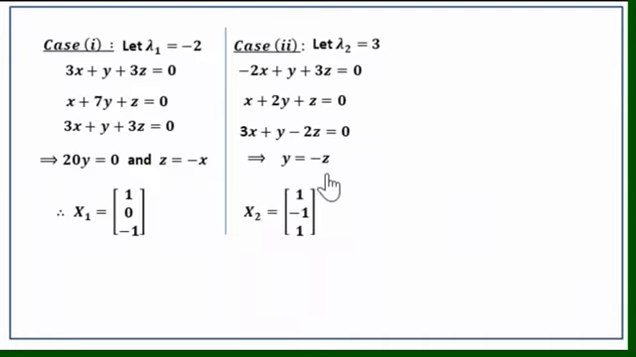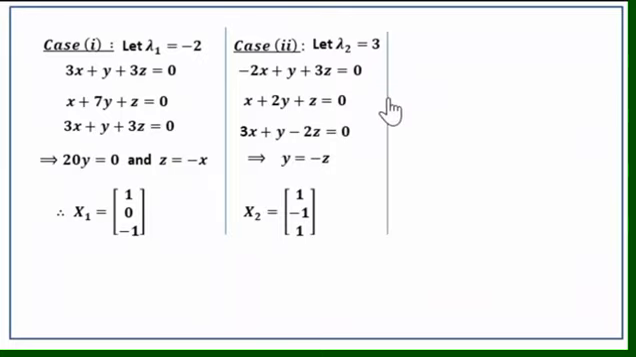Then if I take y equal to minus 1, that will be z equal to plus 1. From the first equation we get minus 2x minus 1 plus 3 equal to 0, or solving for x we get x equal to 1. So this is the eigenvector corresponding to eigenvalue lambda equal to 3.